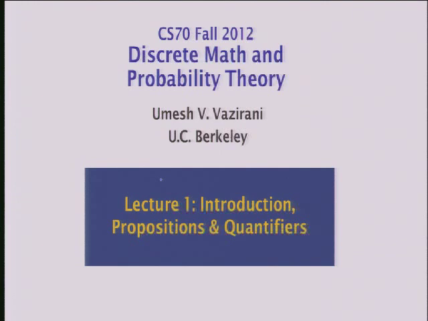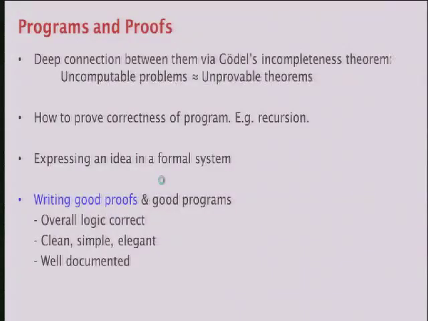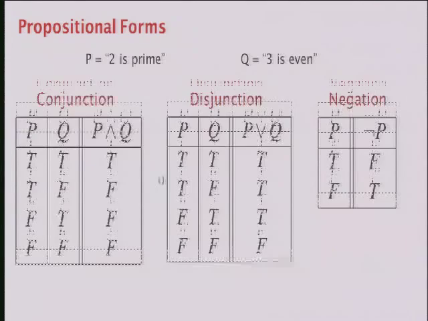Okay, so this is a course on discrete mathematics and probability theory. I'm sure there are some of you who are excited at the thought of taking a discrete math and probability course, but what's going on?